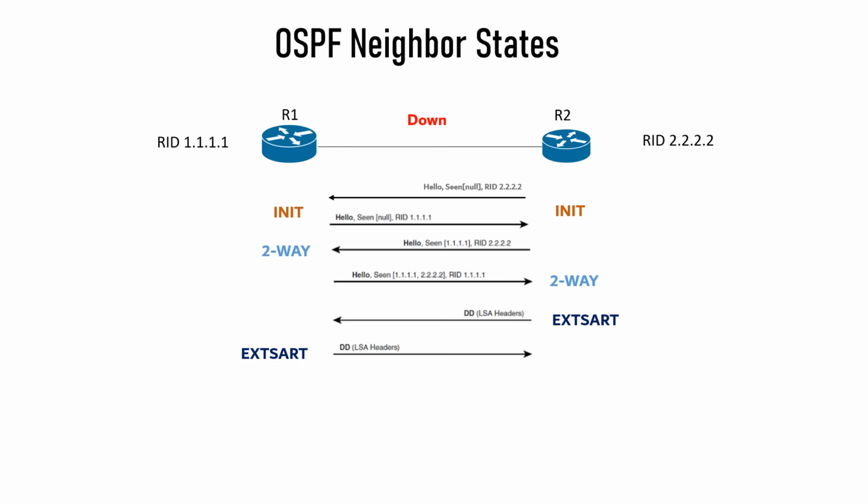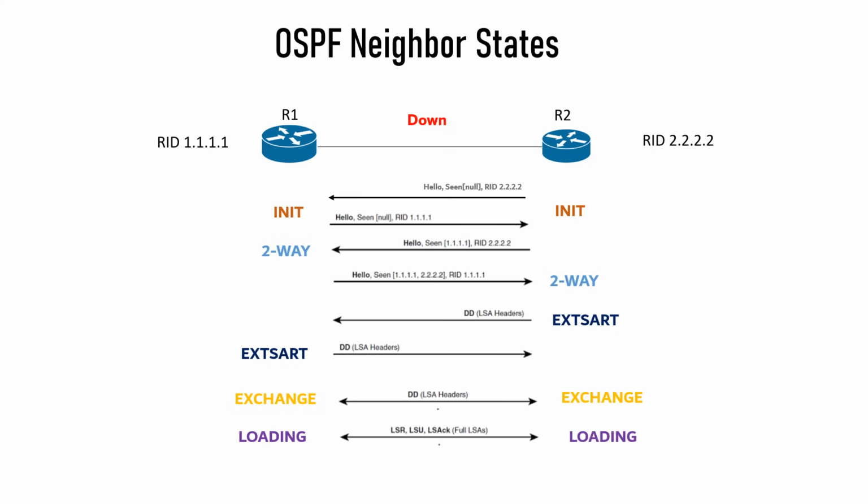Once the master and slave relationship is decided, the routers start exchanging LSAs to build a complete picture of each other's link state database. This is when it is in the exchange state. Once all the LSAs are exchanged, it will move to the loading state.